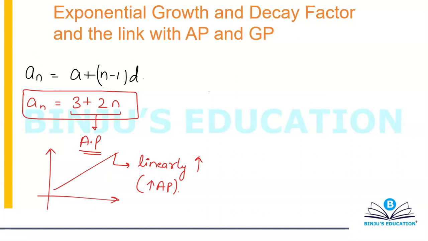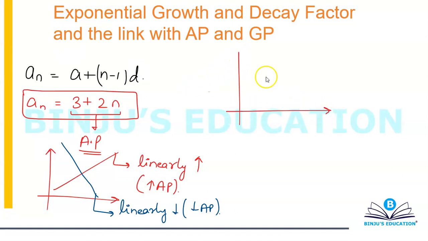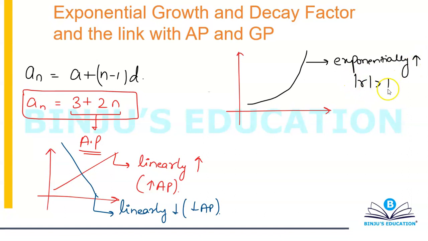If you have a line something like this, then this basically means linearly decreasing. That is, you have a decreasing AP. That is, you have a negative common difference. If in case your terms are in GP, then you get a curve. This represents exponentially increasing, when the common ratio is greater than 1.